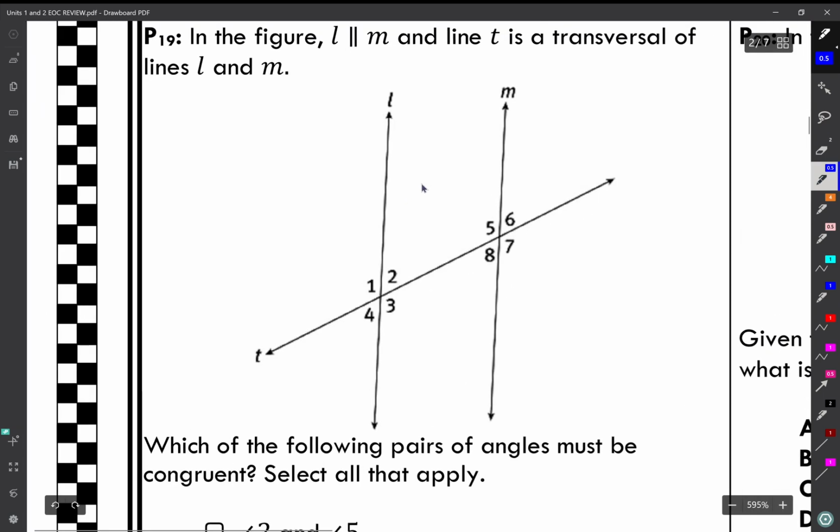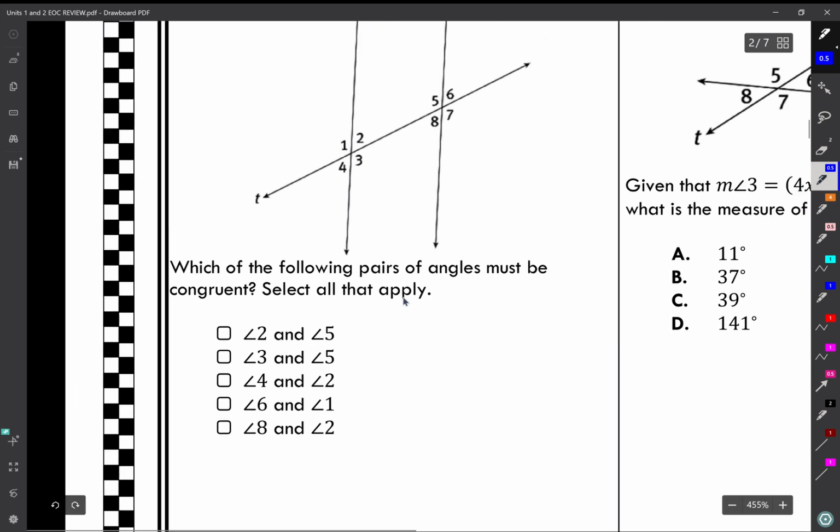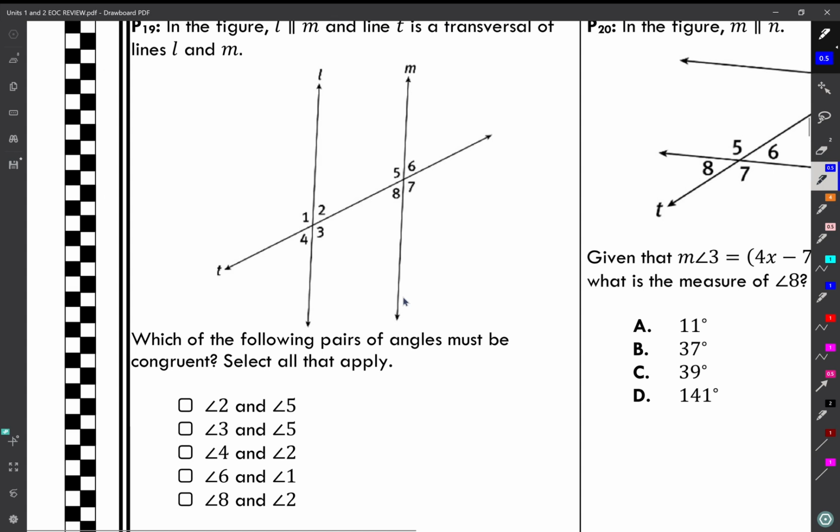Alright, in this figure, line M is parallel to N and line T is a transversal. Which of the following pairs of angles must be congruent? Let's look at the first one, 2 and 5. Are 2 and 5 congruent? No, you can obviously see one is an acute and one is an obtuse angle, so it can't be that one. Angle 3 and angle 5. These are congruent because they are alternate interior angles.